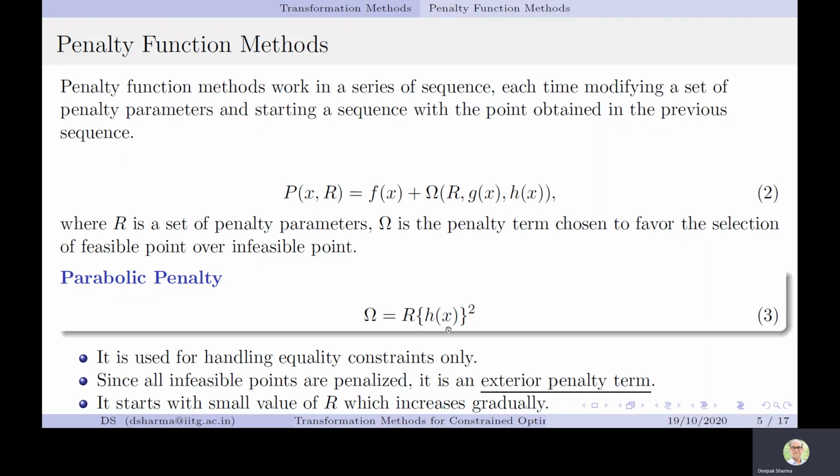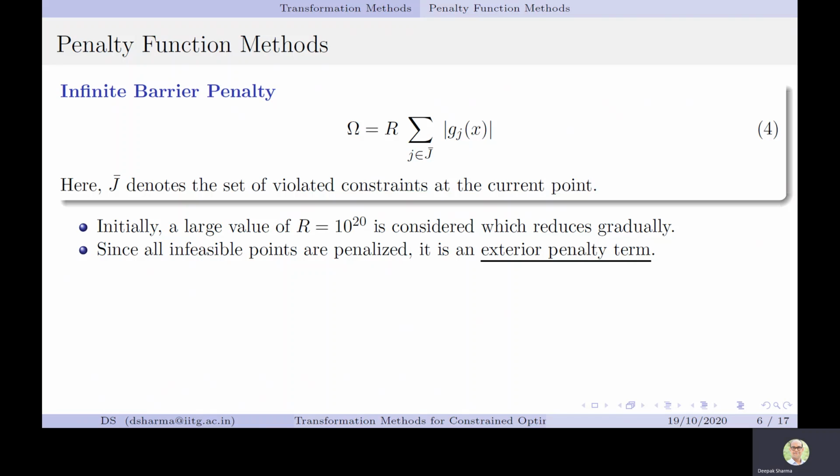As we have understood, the exterior penalty term is used when we take care of infeasible points. So we can say that this parabolic penalty is an exterior penalty term because we are penalizing all infeasible points. While using the parabolic penalty, we make sure that we start with a small value of R, and with every sequence, the value of R is increased gradually.